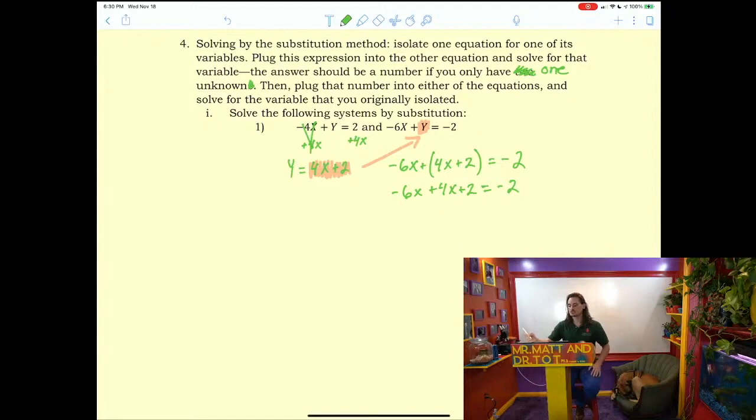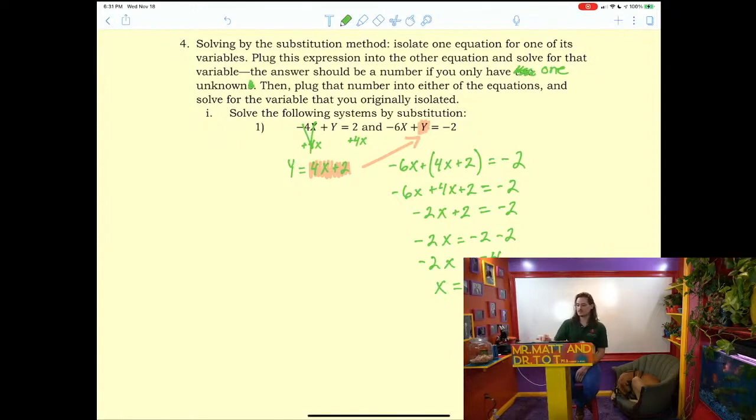We can combine like terms with the negative 6x and the positive 4x, which will make a negative 2x. So we have negative 2x plus 2 is equal to negative 2. If I subtract away 2 on both sides, then I'm going to have negative 2x is equal to negative 2 minus 2. Negative 2 minus 2 is negative 4, so that's going to be negative 2x is equal to negative 4. Dividing by negative 2 on both sides, we're going to find that x is equal to negative 4 divided by negative 2, which is positive 2. So we know that x is equal to positive 2.